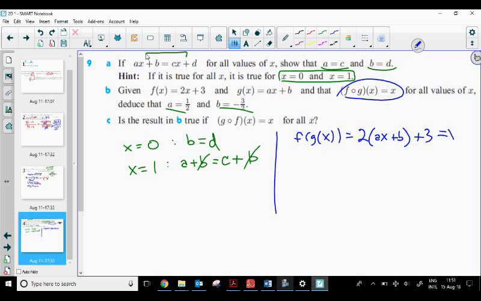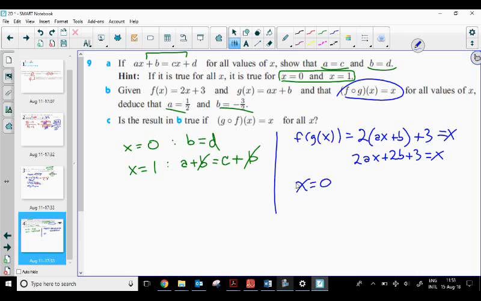And that needs to be equal to x. And we can see that this is going to give me a little equation that I can simplify. So now I know that 2ax + 2b + 3 is equal to x. And now from here, if we just think about this in the same light as we did letter A, we can just check, well, we know it's true for all x.